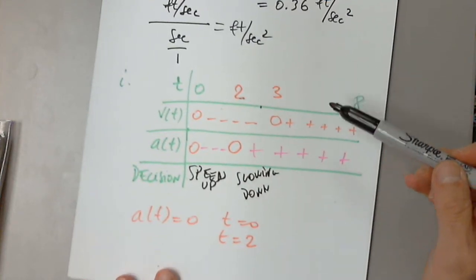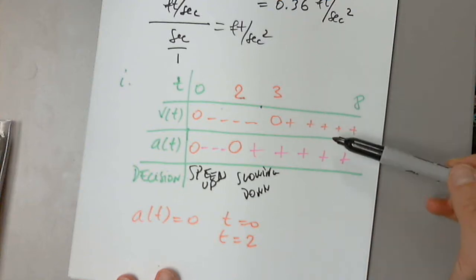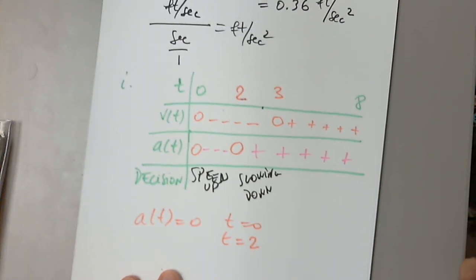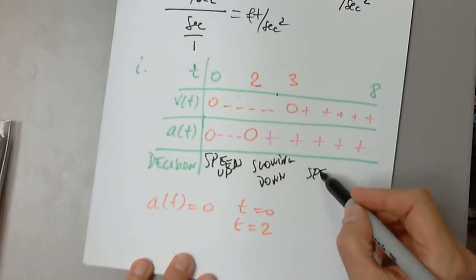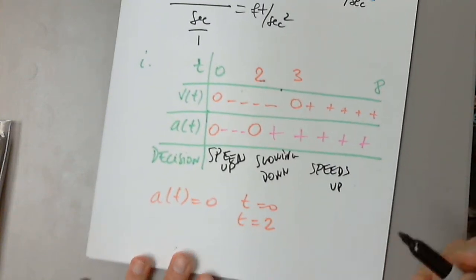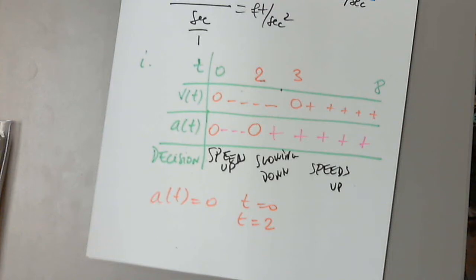Finally, both in the same direction from 3 to 8, they're both positive. What do you think is going to happen? Speed up. Any questions?